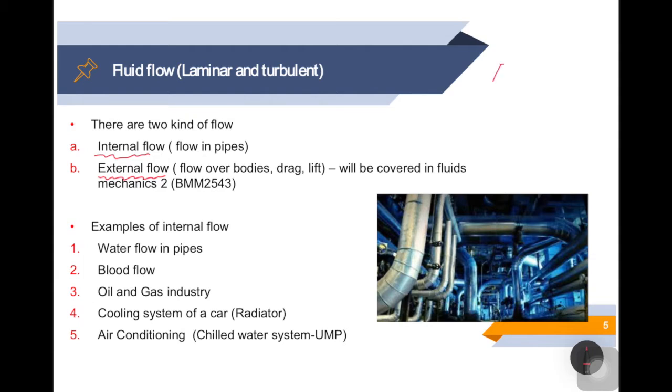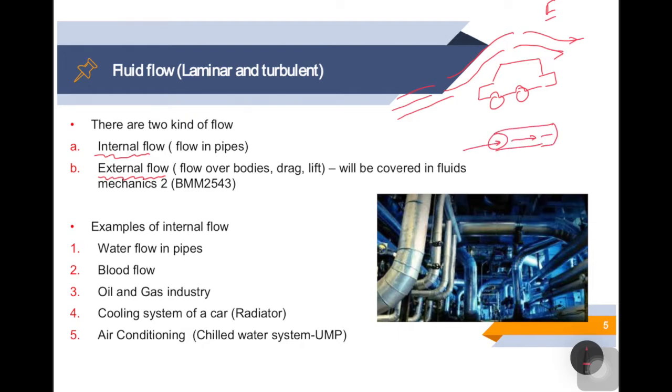For instance, you have got a car. This is your drawing of a toy car, which you used to draw when you were kids. If the flow is flowing over the body, then this is external flow. And if you have got a pipe and water is moving inside and flowing, then this is called internal flow. This is a pipe. Sometimes you use air conditioning ducts as well, so ducts are also an example wherein internal flow occurs.